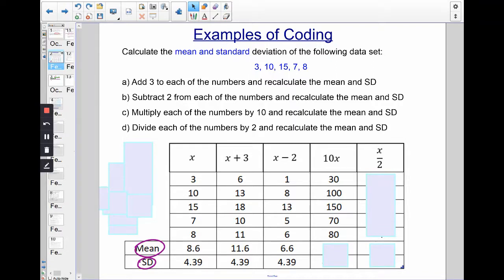Okay, so you should have worked this out. You will have realized that the mean is 10 times bigger, but this time the standard deviation is also 10 times bigger. So when you are multiplying, your standard deviation also gets bigger.